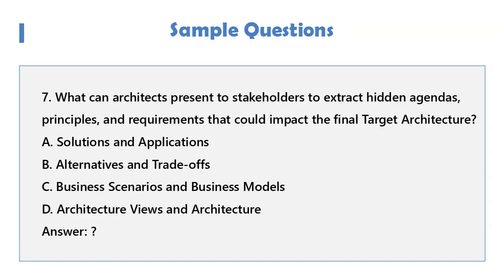7. What can architects present to stakeholders to extract hidden agendas, principles, and requirements that could impact the final target architecture? A. Solutions and applications. B. Alternatives and trade-offs. C. Business scenarios and business models. D. Architecture views and architecture.